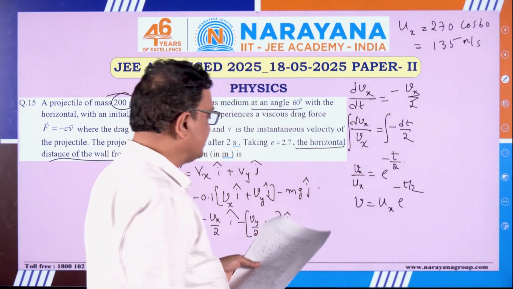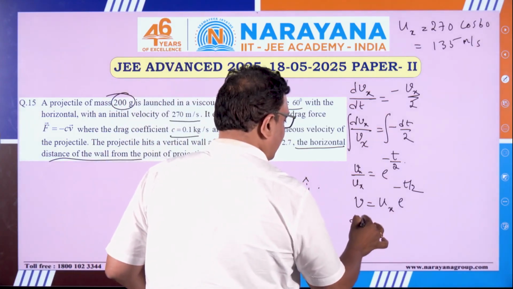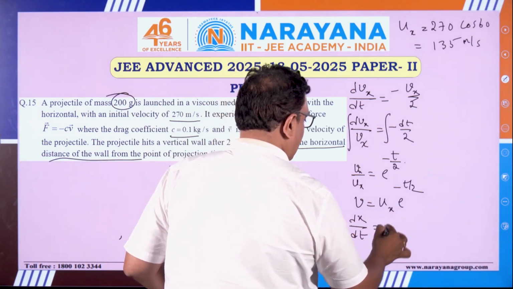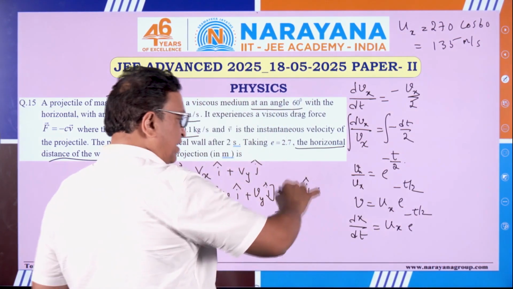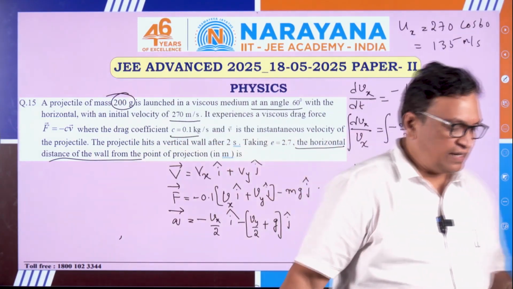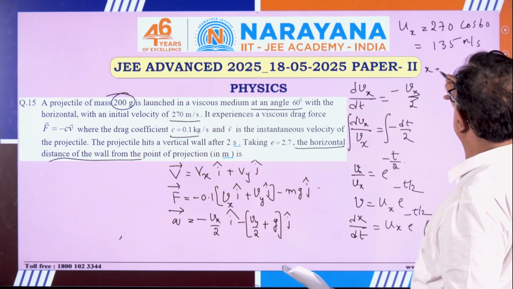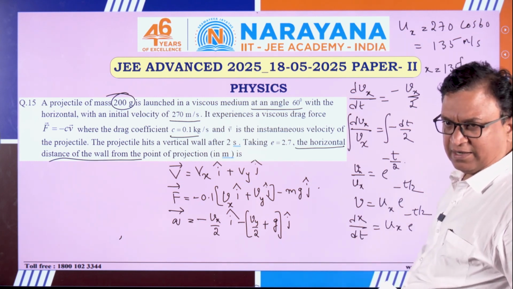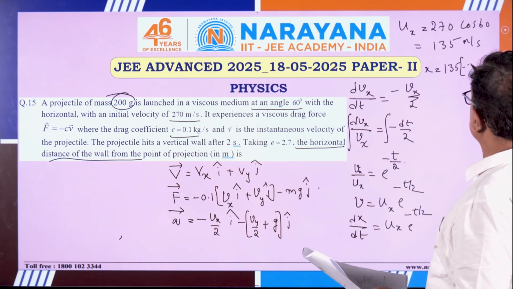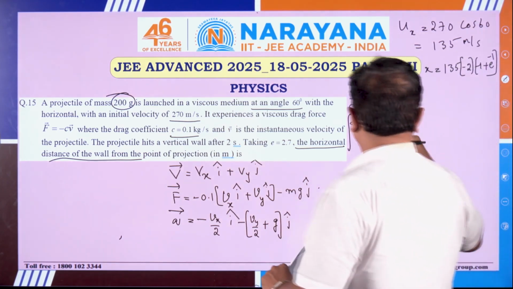And they are not asking about this. They are asking about x. So you need to show one more round of your patience in working on this part. Ux e power minus t by 2. By doing the proper integration, you will get the condition for x as 135 times, I have substituted all that integration part, minus 2 times minus 1 plus e power minus 1.